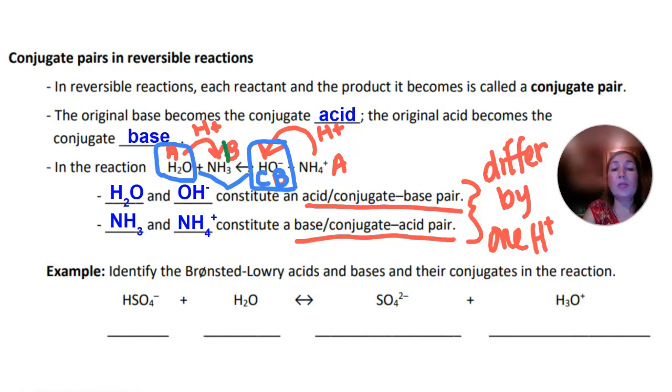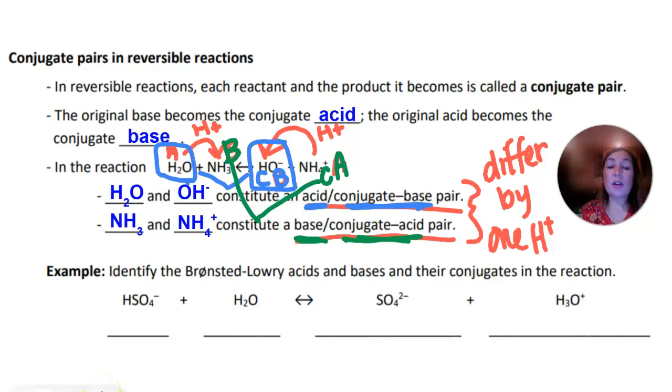Then we had NH3 acting as a base. It was going to accept a proton. But over on the product side, it's got a proton to give away. On the product side, it's the conjugate acid. So they are a base conjugate acid pair, with ammonia and ammonium. Water and hydroxide are an acid and conjugate base pair. So let's try some more examples because it can get a little confusing.